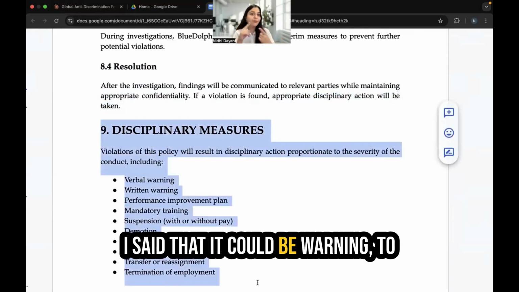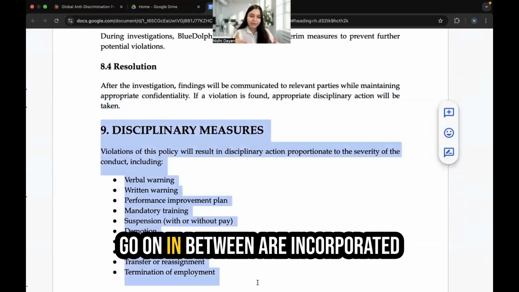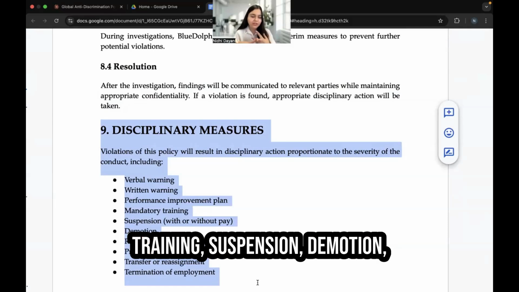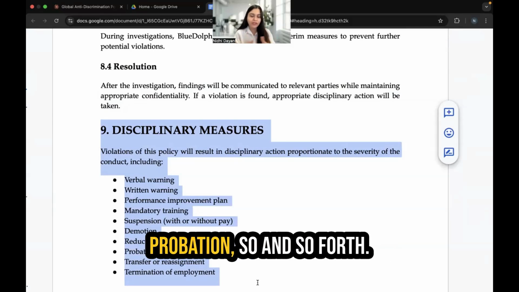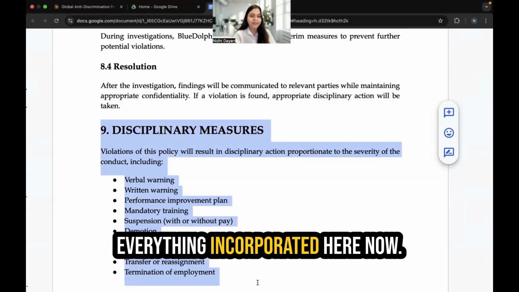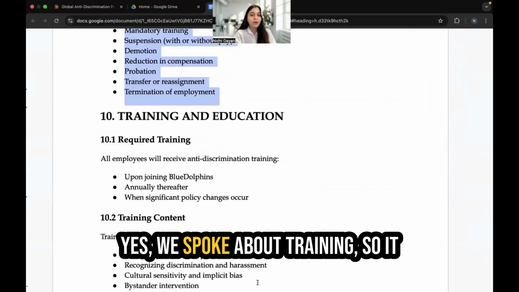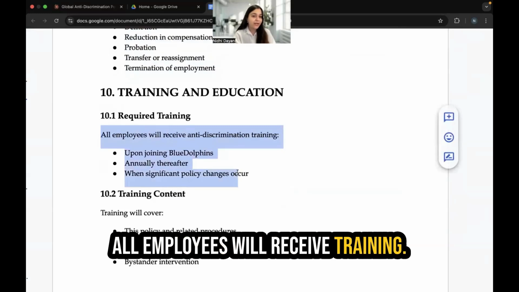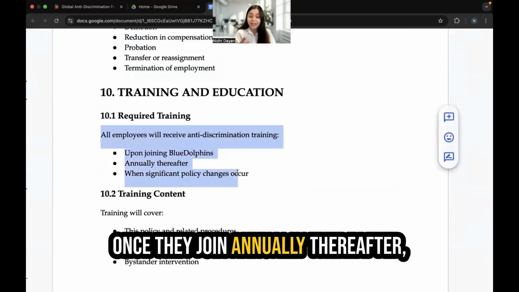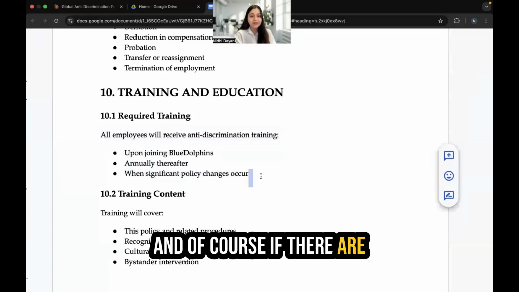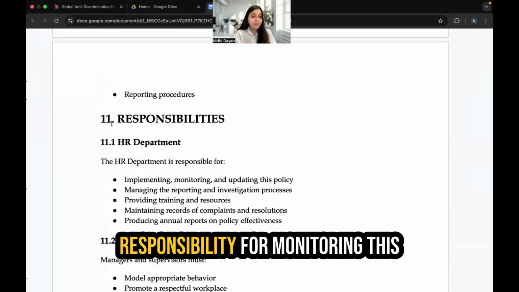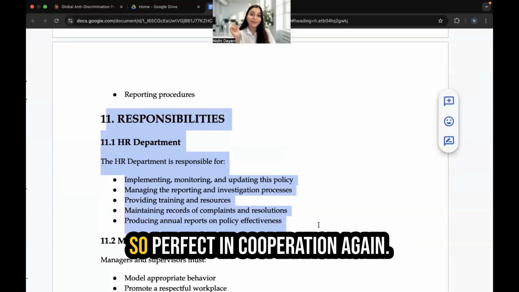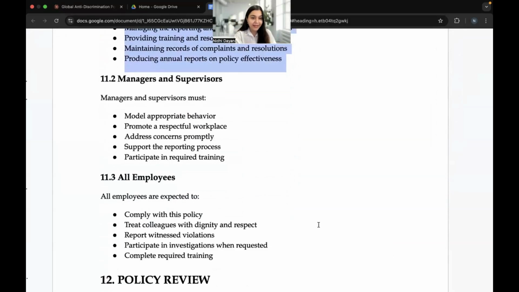I said that it could be warning to termination, and all the things that go on in between are incorporated by AI, which is PIP, mandatory training, suspension, demotion, probation, so on and so forth, everything incorporated here. Now, yes, we spoke about training, so it has incorporated that as well, that all employees will receive training once they join, annually thereafter. And of course, if there are significant changes, HR has the responsibility for monitoring this policy, doing the annual updations. So, perfect incorporation again.